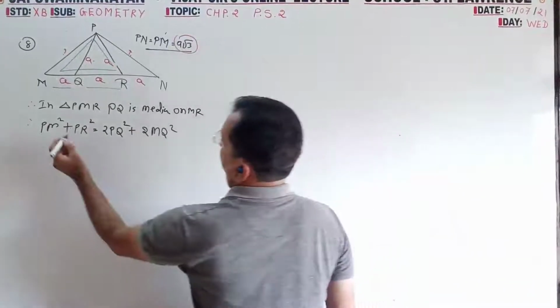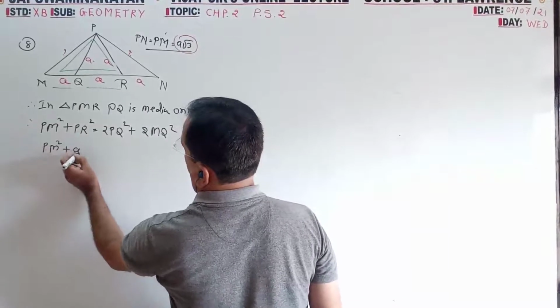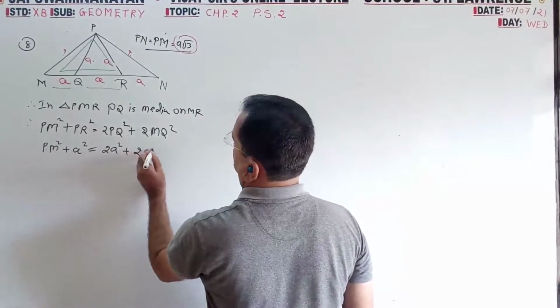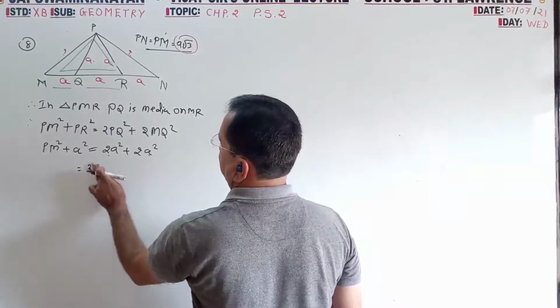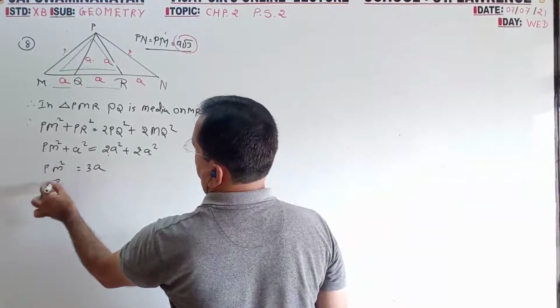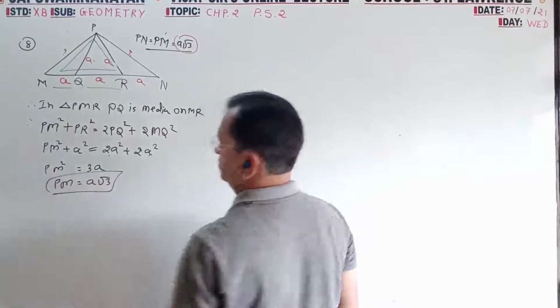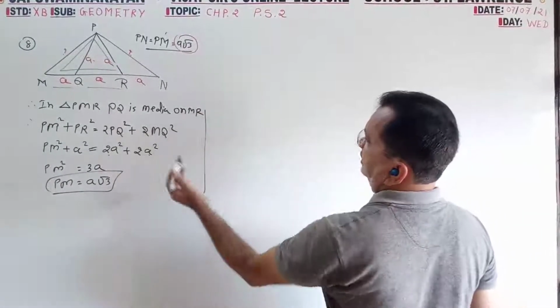So PM we have to find out, PM. Rest of all are A square. 2 plus 2, 4 minus 1, 3. So PM is equal to A root 3. Done? Exactly the second.